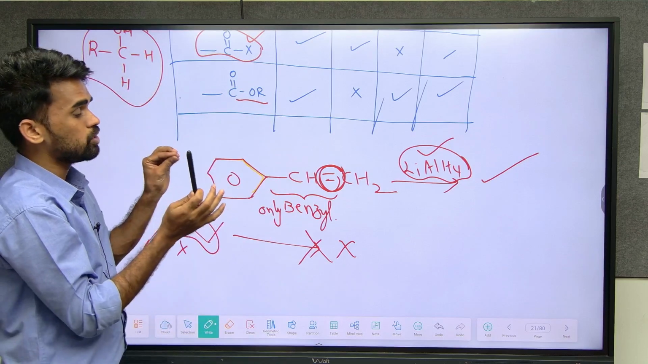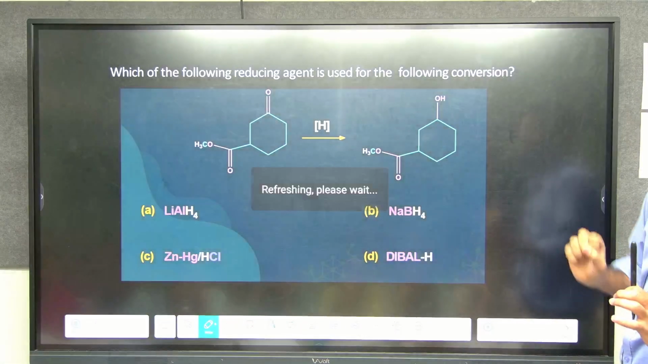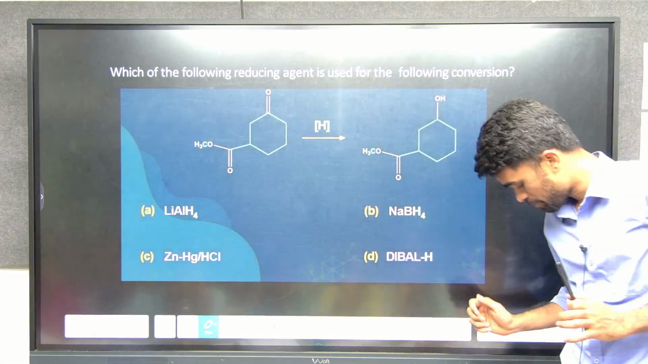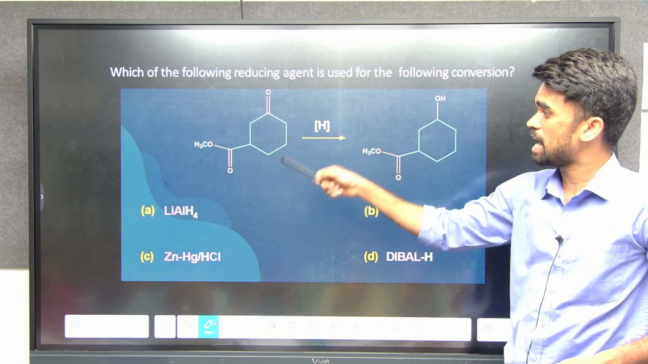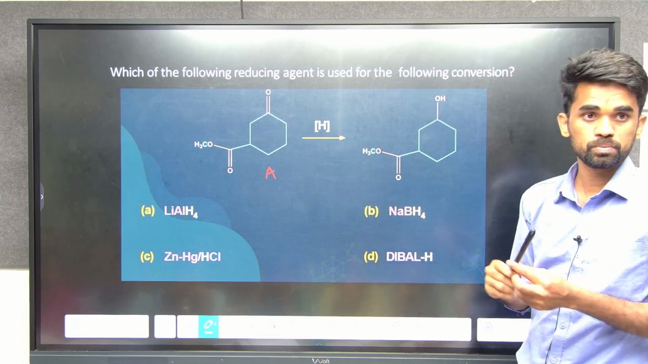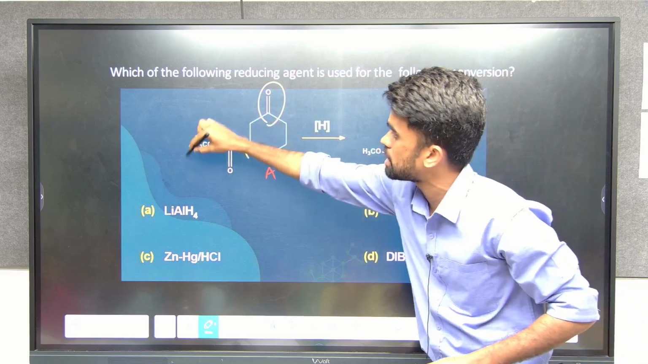Now what is the use of this table? See, there are some questions like this. Look at this question. What is happening here? See, the given substrate, the starting material, contains two functional groups. What are the two functional groups? One is a ketone functional group and here an ester functional group.